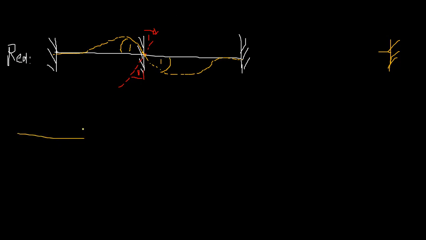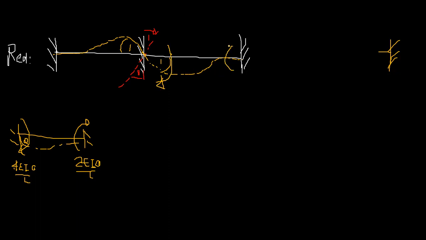So if you have fixed supports, and if you apply theta, the bending moment induced in the nearest location is 4EI theta over L, and the bending moment induced here is 2EI theta over L, and both are clockwise. We don't need this one actually, but for the actions we need it.